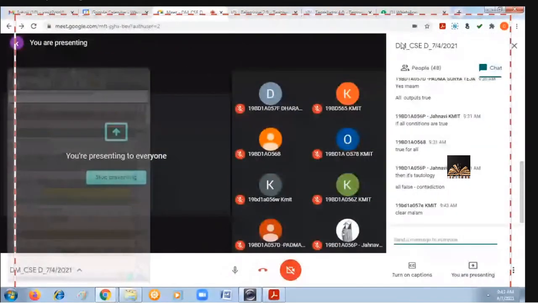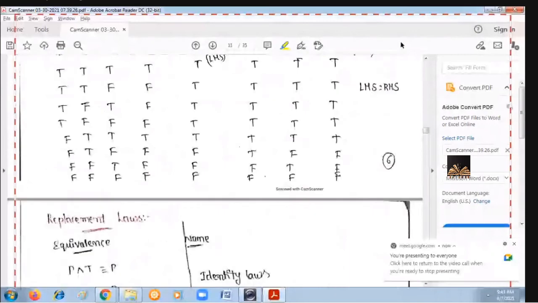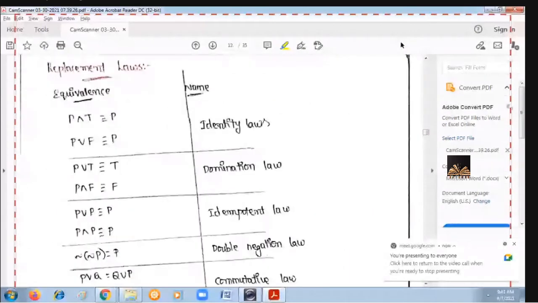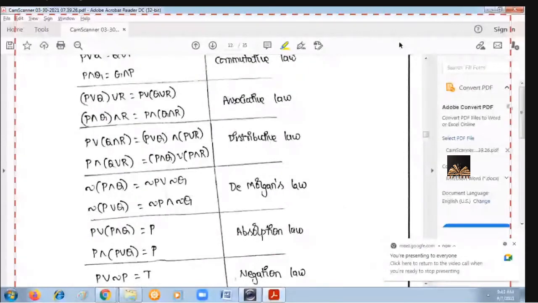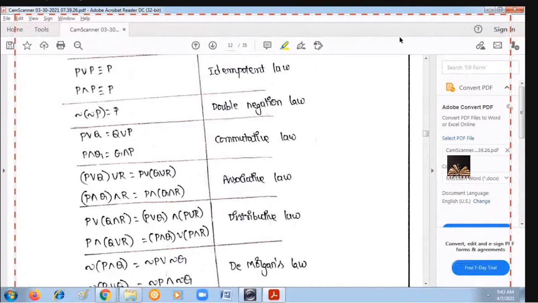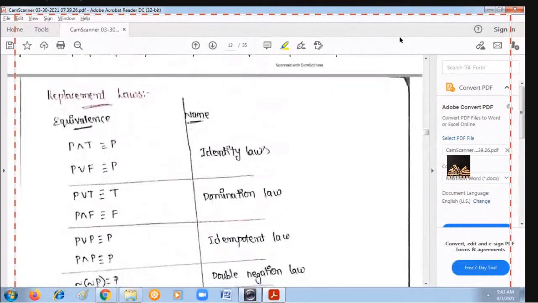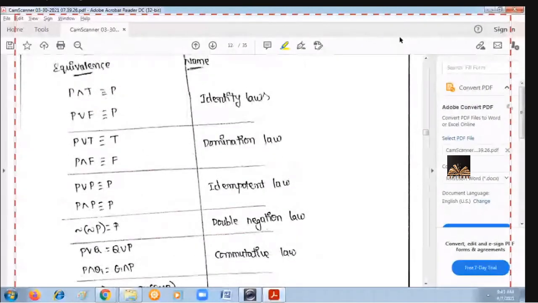Now move on to the replacement process, replacement method. That means second method to prove that given compound propositions are logically equivalent or not. Right? That is replacement process. If you want to use the replacement method, first of all, we should know replacement rules or replacement laws. So you have these replacement laws on conjunction and disjunction, and you will also have these replacement laws on biconditional statement as well as on the conditional statement.